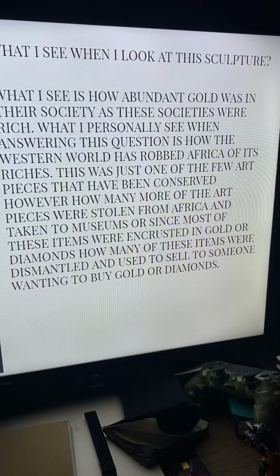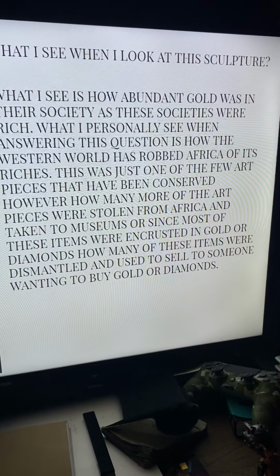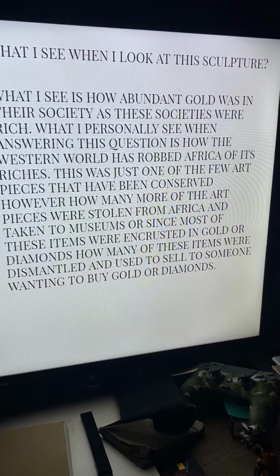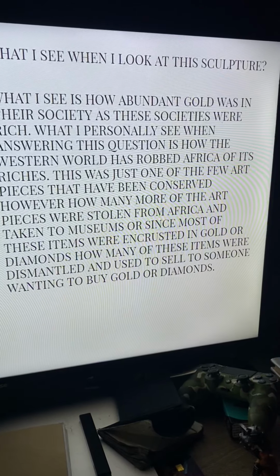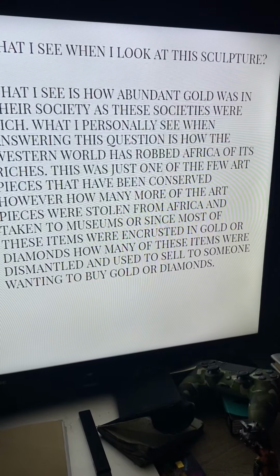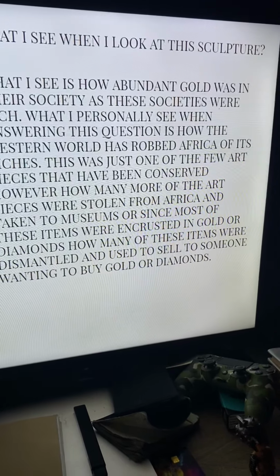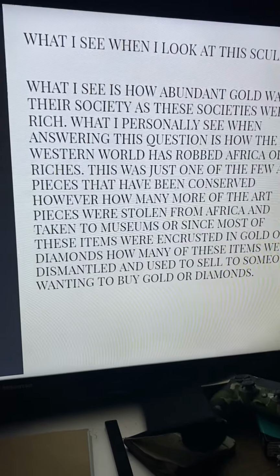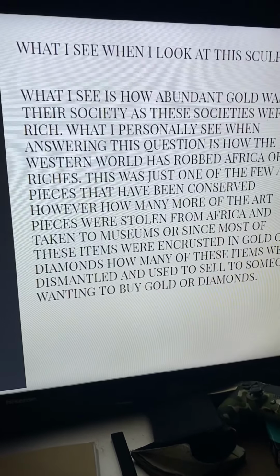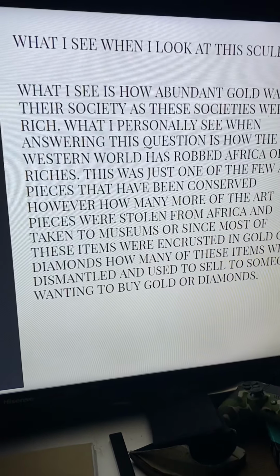However, many more of the art pieces were stolen from Africa and taken to museums. Since most of these items were encrusted in gold or diamonds, many of them were dismantled and sold to someone who actually wanted gold or diamonds. What we can see basically is that Africa has been robbed for thousands of years by the Western world.